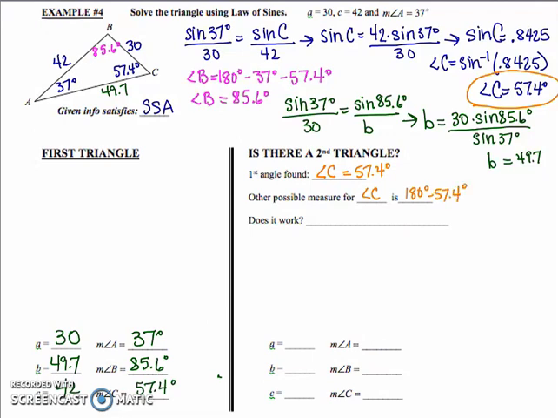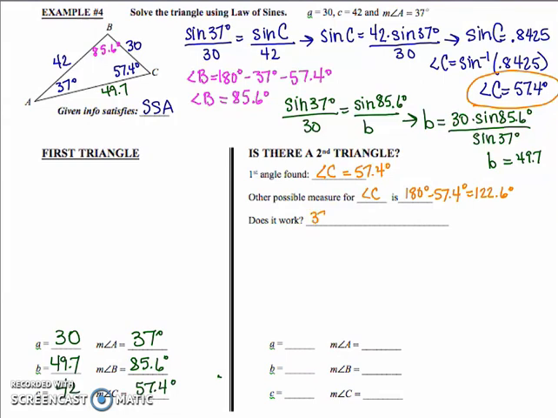Because again, remember, it's that, is it in the first quadrant or is it in the second quadrant thing? Because sine is positive in both quadrants. So that means that the alternate angle C, I like to call it C prime, could be 122.6 degrees. So then the question is, does that work?